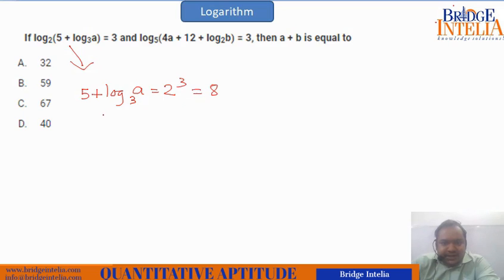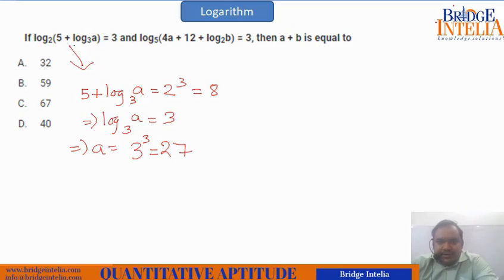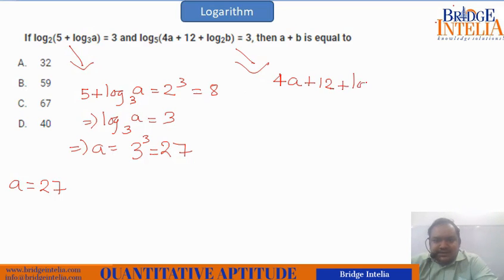So from here you can say that log a to the base 3 is equal to 8 minus 5, which is equal to 3. So from here you can see that a is equal to 3 to the power 3, which is equal to 27. So a has been solved by using the first equation, and a comes out to be equal to 27. Now let's use the second equation and see what it comes out to be. Similarly, 4a plus 12 plus log b to the base 2 must be equal to 5 cube.